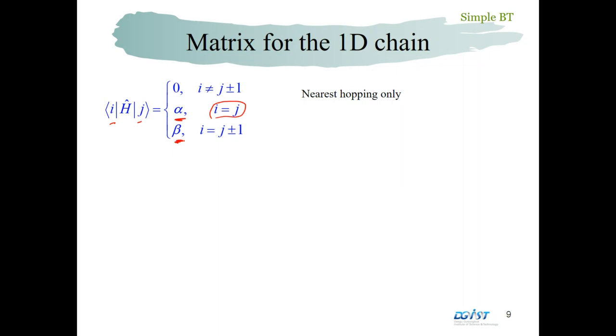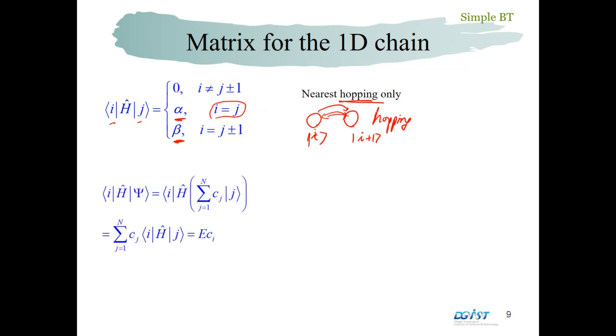That means this beta implies that if we have one atom here, there is a certain probability that they interact with each other. That's what you call the hopping energy. So there is a finite probability that one electron belonging here can jump to the next one. So this hopping means a kind of interaction between two energies. So let's repeat the same thing.